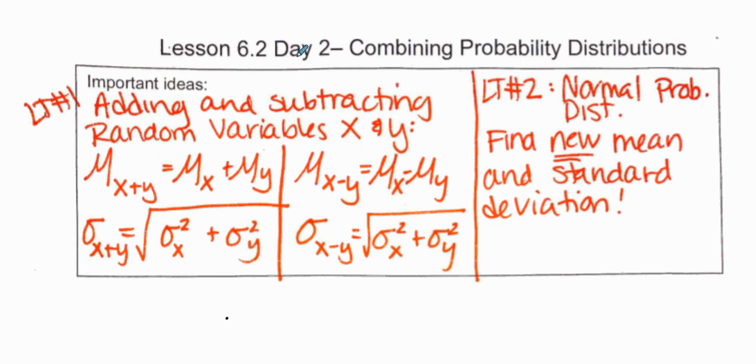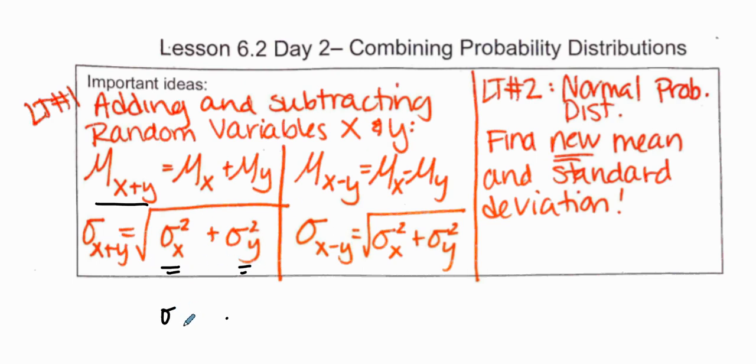All right, let's say we're combining some probability distributions and we are adding and subtracting some random variables x and y. Well, if we want to find the mean of this combination, we simply add the means of both x and y and we get our new mean. However, if you're asked to find the standard deviation, we just don't add the standard deviations together. No, we cannot do that. Instead, we take the variance. We add the two variances together and then we take the square root.